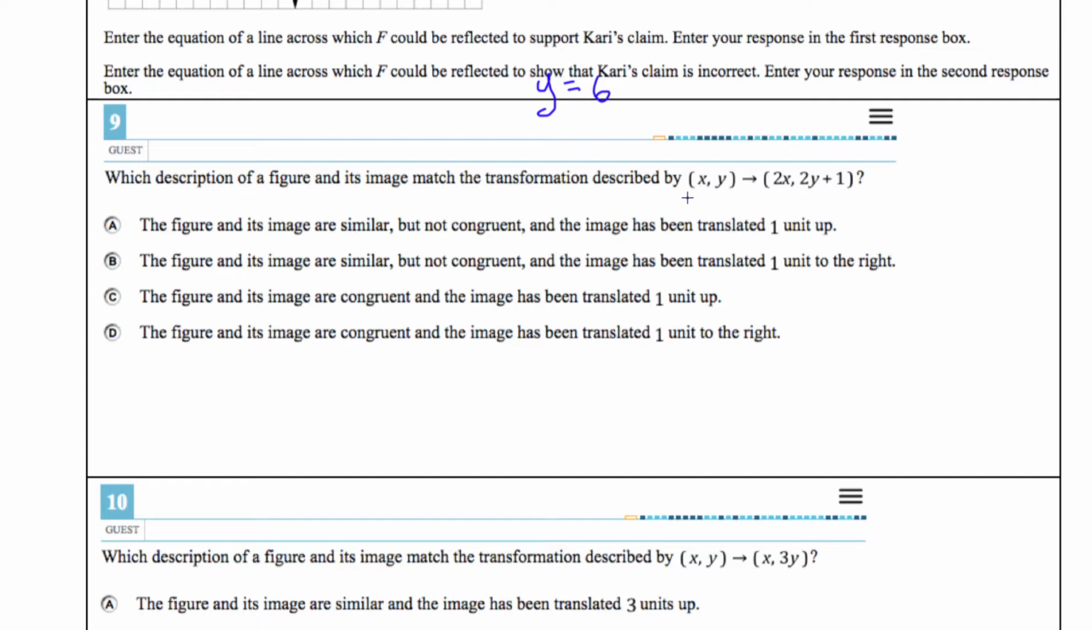So they are not similar and not congruent. Figure and its image are congruent. They're claiming that it's similar. I'm not believing them for number 9.